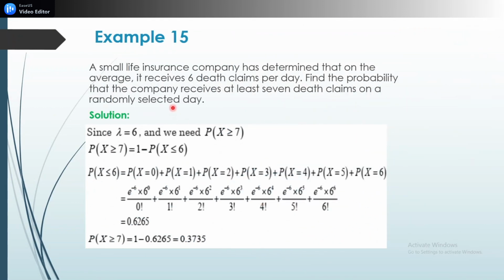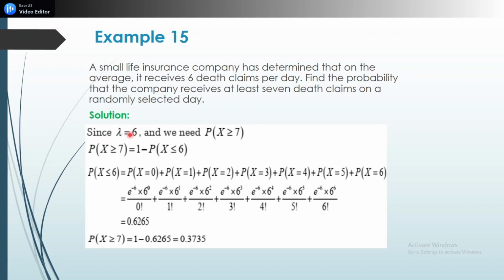Example 15. A small life insurance company has determined that on the average, and on the average is the value for lambda. When you understand that on the average symbolizes lambda, it receives 6 death claims per day. Find the probability that the company receives at least 7 death claims on a randomly selected day. The company receives at least 7, which means from 7 to infinity.